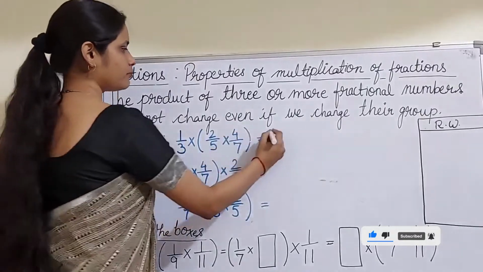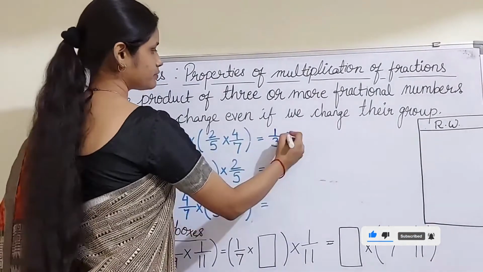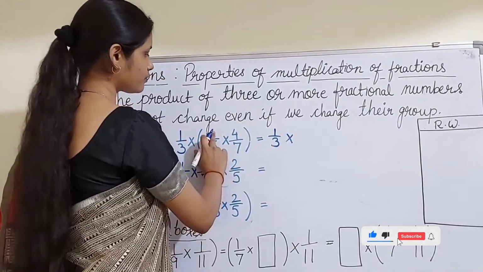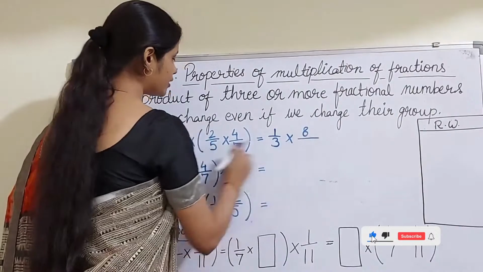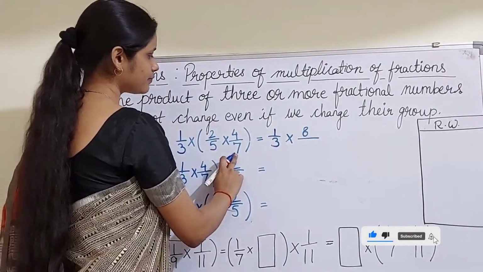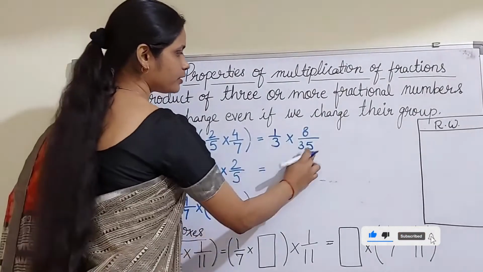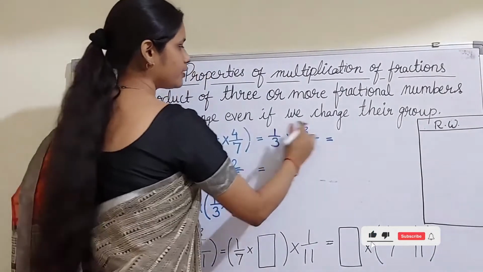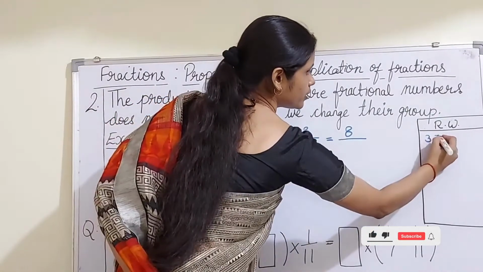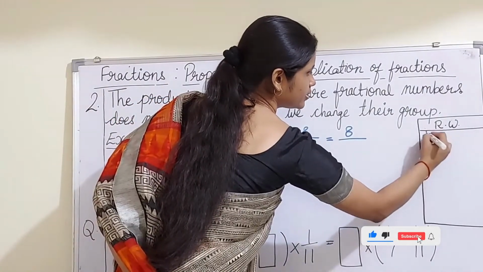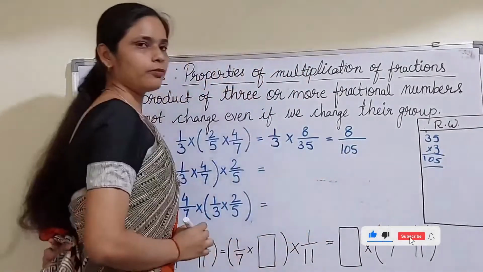So it will be 1 by 3 times the bracket. First we will solve the bracket. Inside the bracket we write the multiplication sign. We have 2 multiplied by 4 in the numerator, so 2 4s are 8. In the denominator we have 5 multiplied by 7, so 5 7s are 35. Now again we have to solve this. So it will be 8 by 35 into 1 by 3: 8 1s are 8 upon 35 into 3. So 35 multiplied by 3 is 105. So 105 is the denominator.